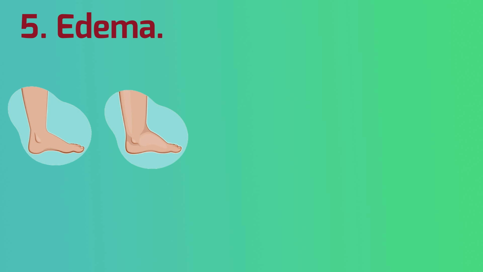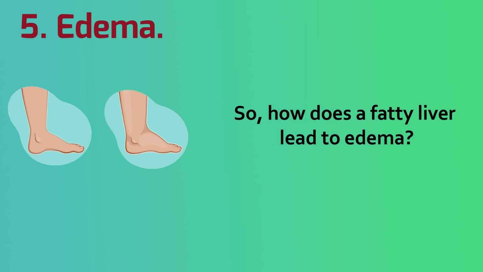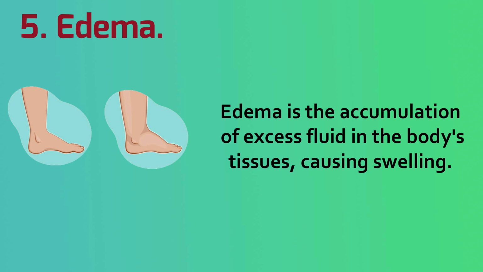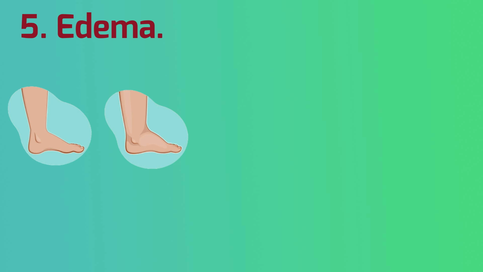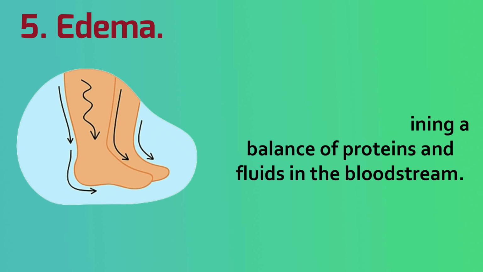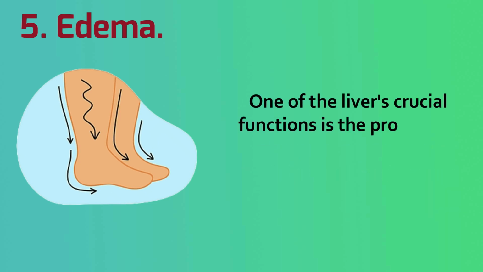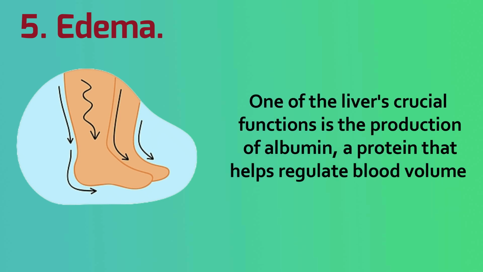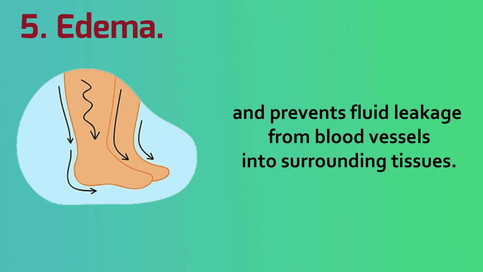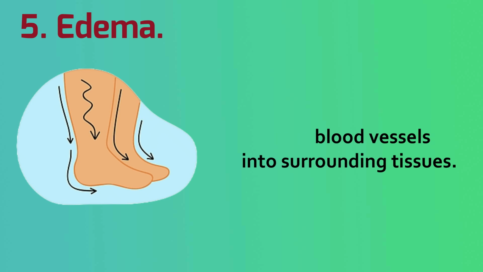Number 5. Edema. So, how does a fatty liver lead to edema? Edema is the accumulation of excess fluid in the body's tissues, causing swelling. The connection lies in the liver's role in maintaining a balance of proteins and fluids in the bloodstream. One of the liver's crucial functions is the production of albumin, a protein that helps regulate blood volume and prevents fluid leakage from blood vessels into surrounding tissues.